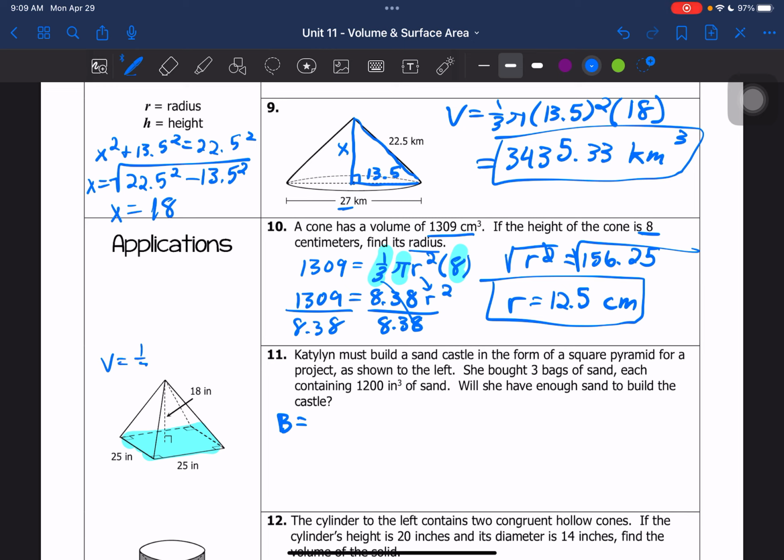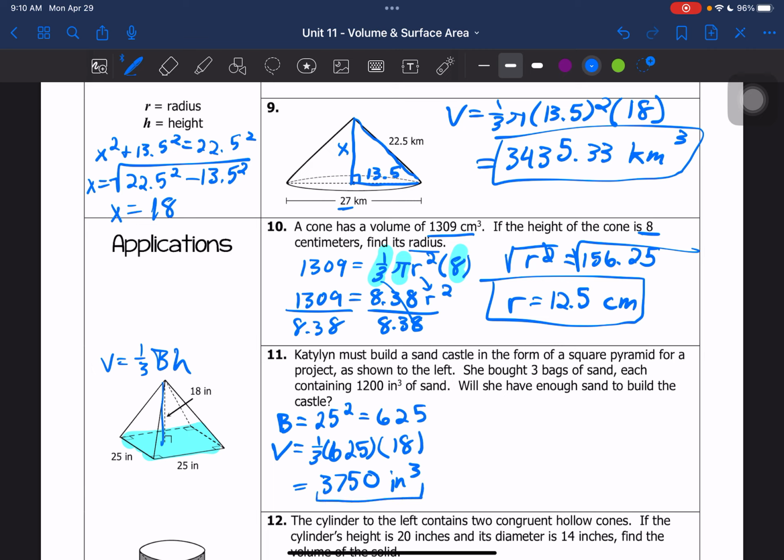Remember, this formula is 1/3 times area of the base times height. So to find the area of the square, we could just do 25 squared, it's 625. And then to find the volume, we would do 1/3 times 625 times the height of the pyramid, which is this line, 18. So when we multiply all those things together, we get 3,750 inches cubed. So that's how much it would take in order to build that pyramid in sand.